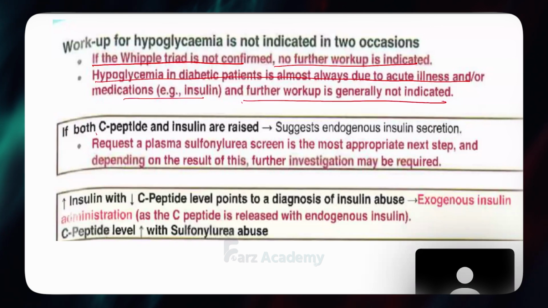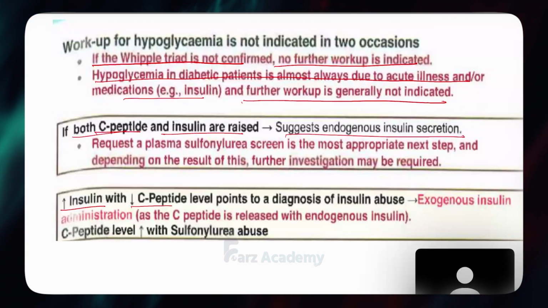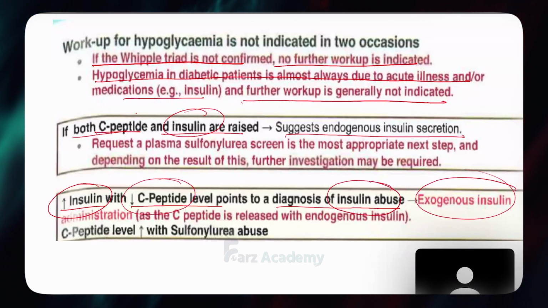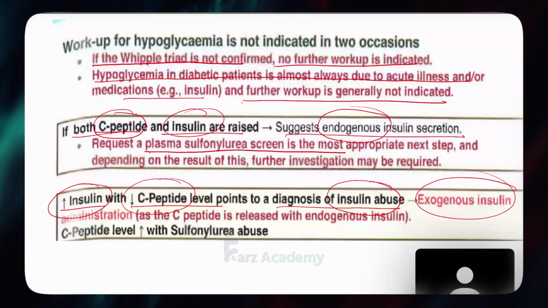Otherwise, we need to check the C-peptide levels and insulin levels. If both are raised, it means endogenous insulin secretion. If insulin level is raised but C-peptide levels are low, then it means insulin abuse. So insulin levels will be high in both, obviously. But if C-peptide level is low, that means there is exogenous insulin, and if C-peptide levels are high, it means endogenous insulin. So we need to take a plasma sulfonylurea screening, and depending on the result, do further investigations.